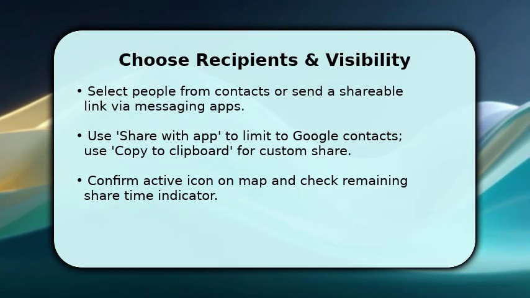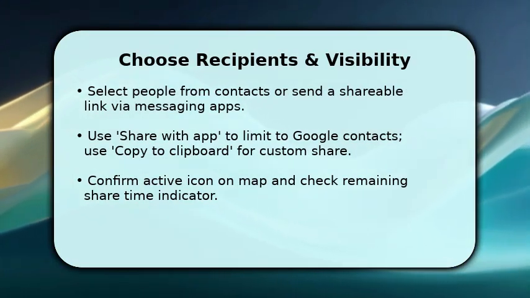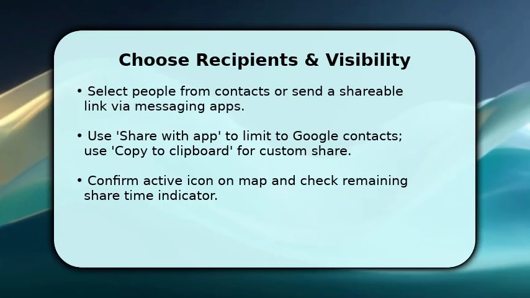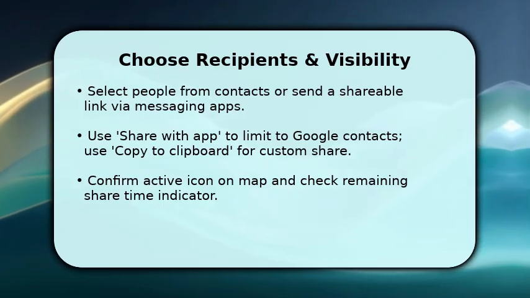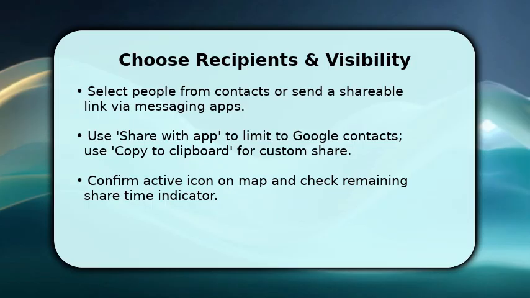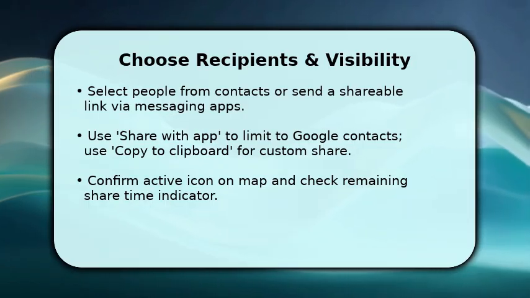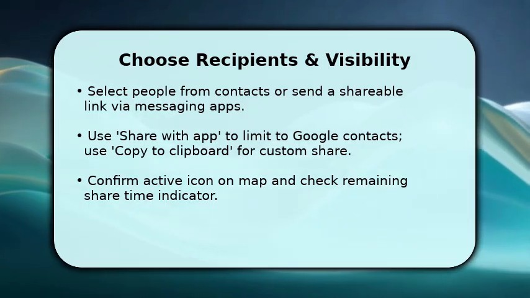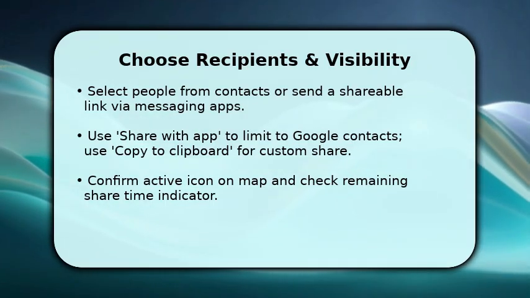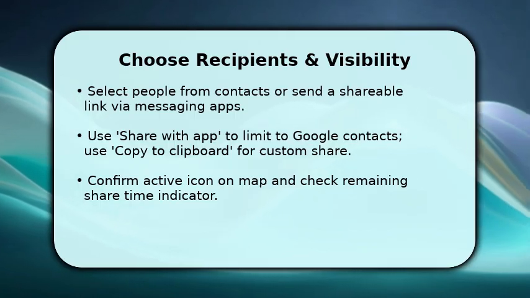Now pick who sees your live location. Tap a contact for direct sharing with Google Accounts or use Copy Link to paste into any chat. This matters because links can be opened without a Google login. Make sure you choose an appropriate visibility duration and double-check the map shows the live share icon near your location.